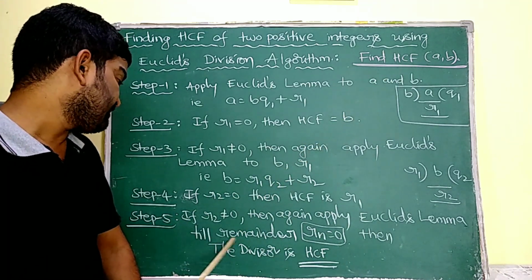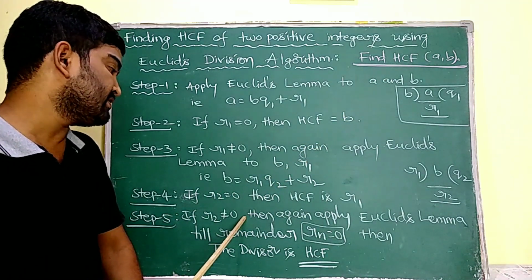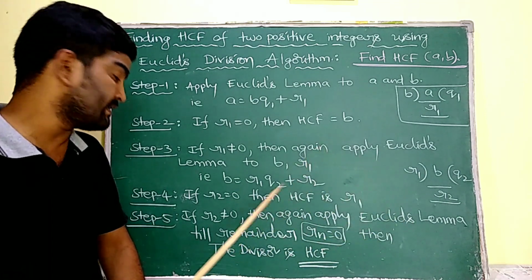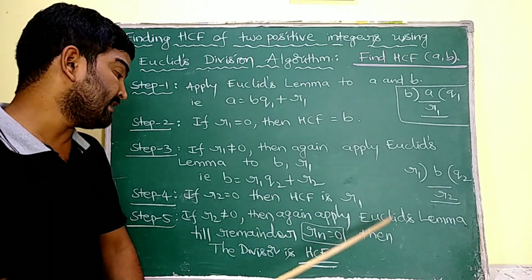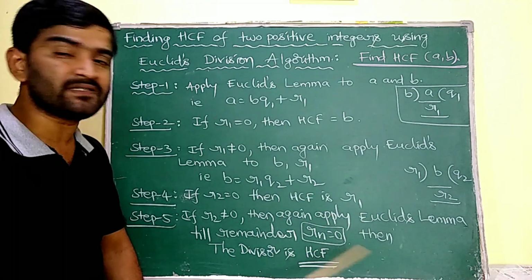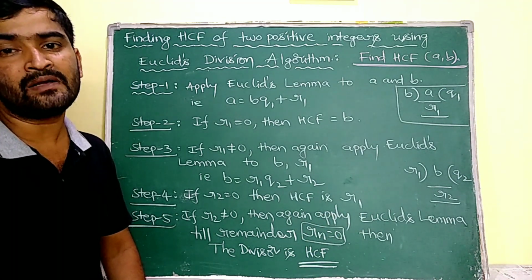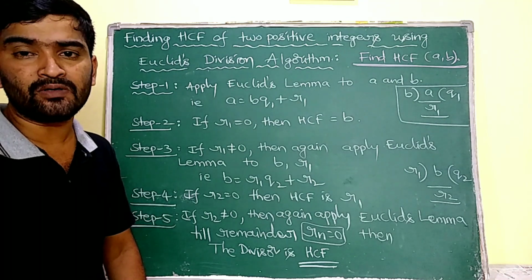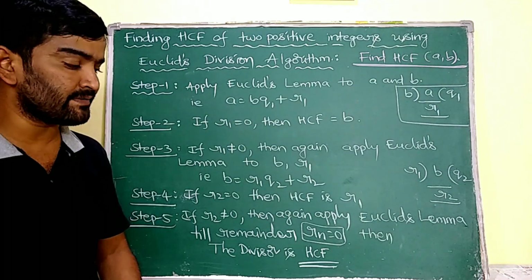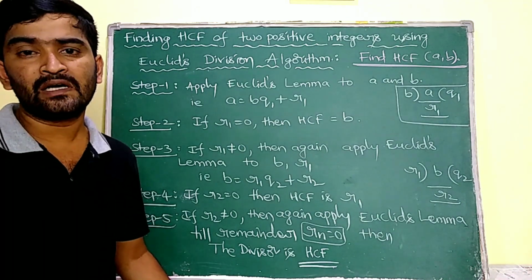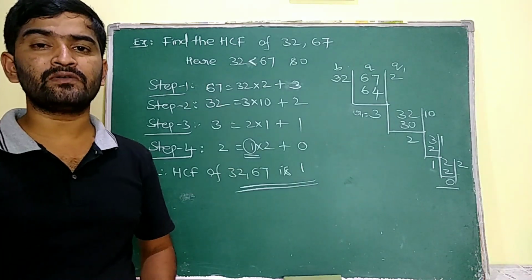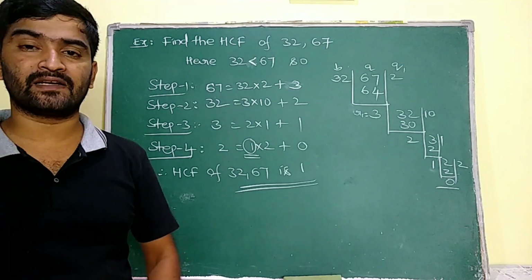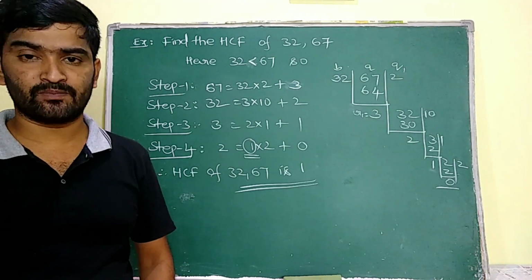So see, if R2 is not equal to 0, then again we have to apply the Euclid division lemma till the remainder is 0. Then in that particular case, the divisor is known as the HCF. By explaining with one example, you can understand clearly. I am going to explain this division algorithm by taking one example. Now we are going to discuss the division algorithm by using one example.